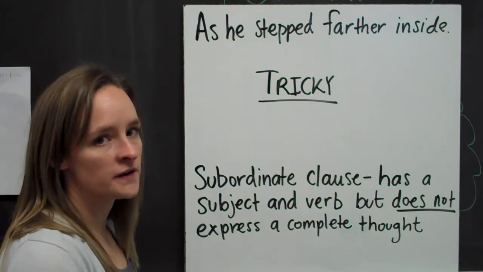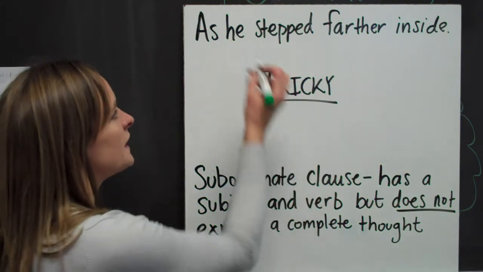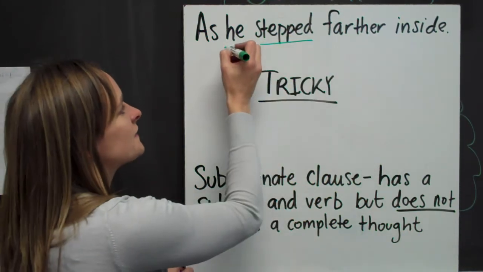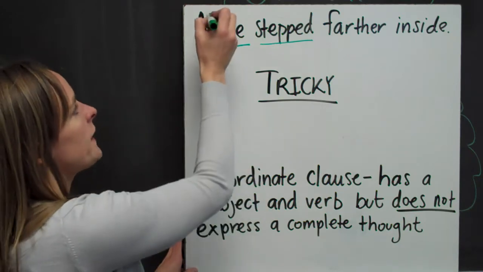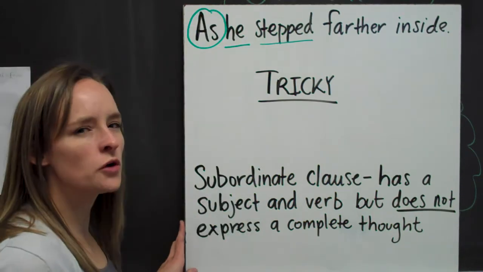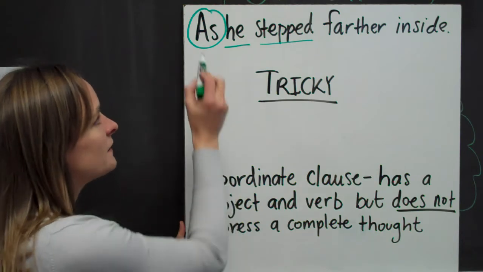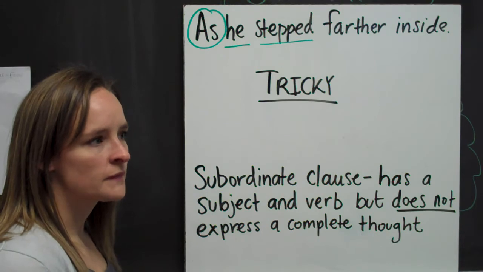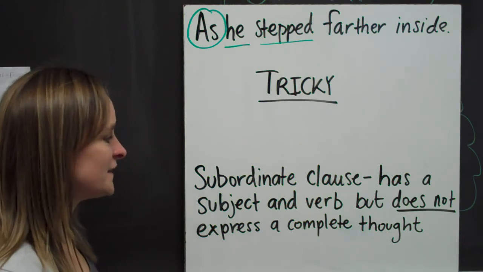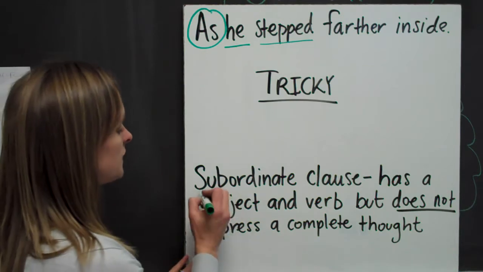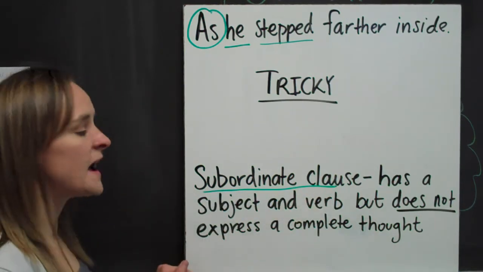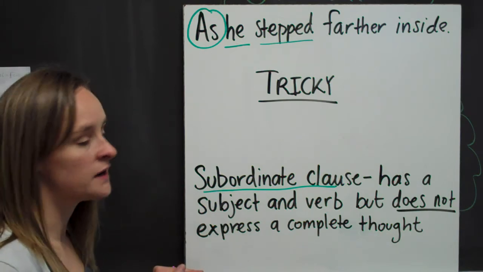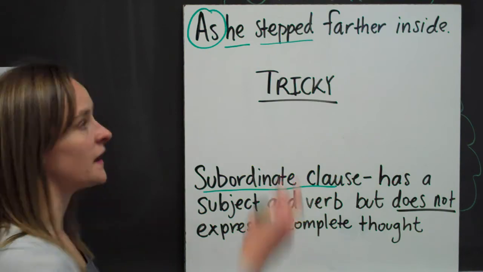As he stepped farther inside. This one's tricky. It seems like a sentence because it has a verb, stepped, and it has a subject, he. But we have this word as here. We're going to learn more about that word later, but if we read this, as he stepped farther inside, our ears tell us that's not a complete sentence. It's an incomplete thought. This is a subordinate clause. It has a subject and a verb, but it does not express a complete thought. It needs something else to make sense.